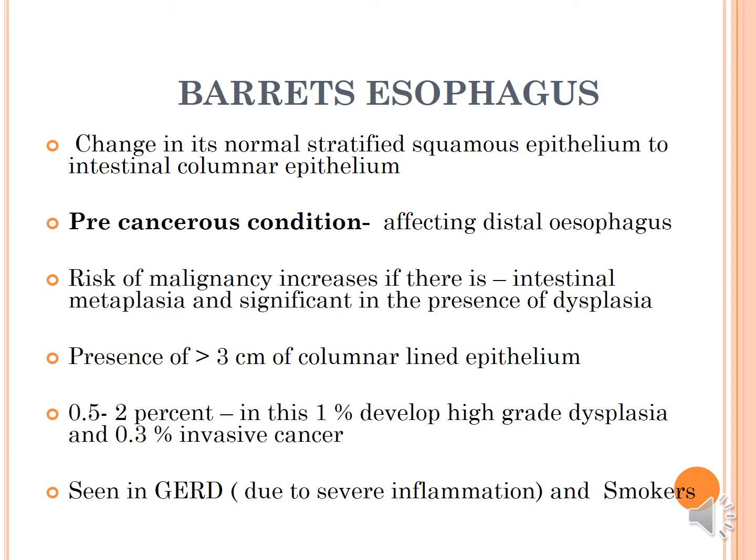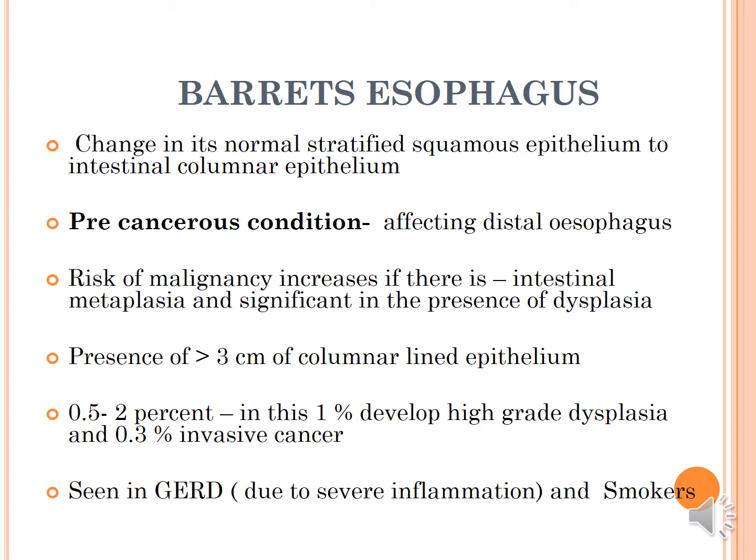Now coming on to another condition, that is the Barrett's esophagus. Here there is a change in normal stratified squamous epithelium to the intestinal columnar epithelium. It's a precancerous condition affecting the distal esophagus. Risk of malignancy is more in this condition, and presence of more than 3 cm of columnar lined epithelium, 0.5 to 2% in this, 1% developed high grade dysplasia, and 0.3% have invasive cancer.